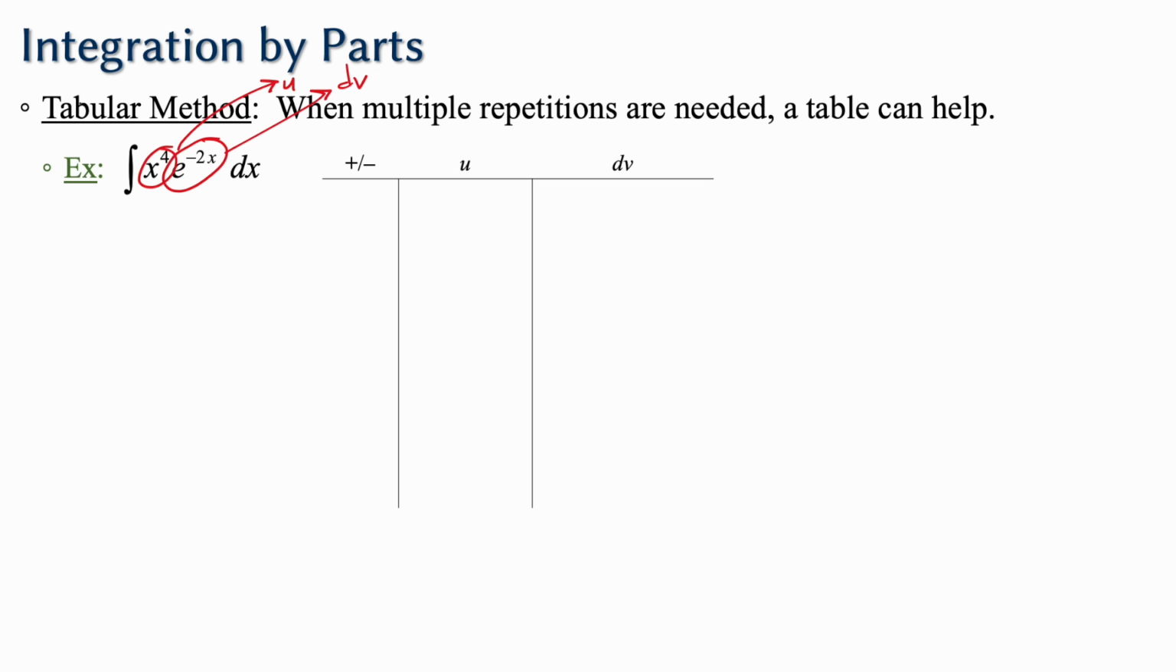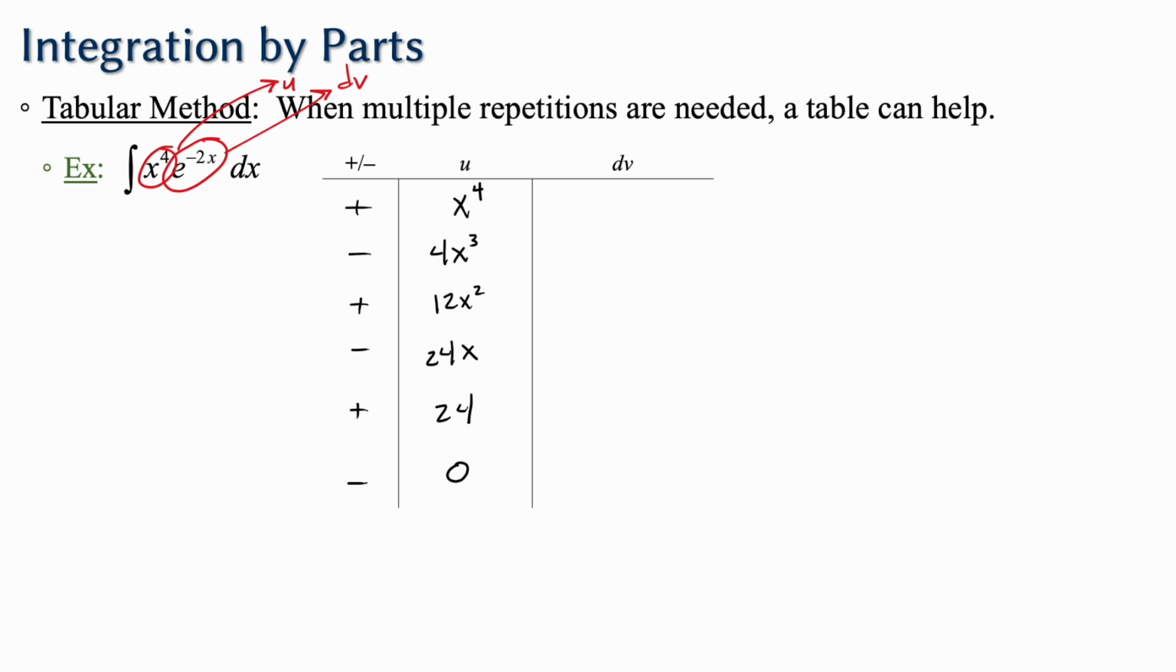So in this problem, we're going to say x to the fourth, and let's find its derivative so we can figure out how big this table is going to be. So we're going to have 4x to the third, 12x squared, 24x, 24, and then 0. Okay, so that's going to get me all the way to where I need to go. Now, the next thing, obviously, is to do our pluses and minuses. So we have a plus, a minus, a plus, a minus, a plus, and a minus.